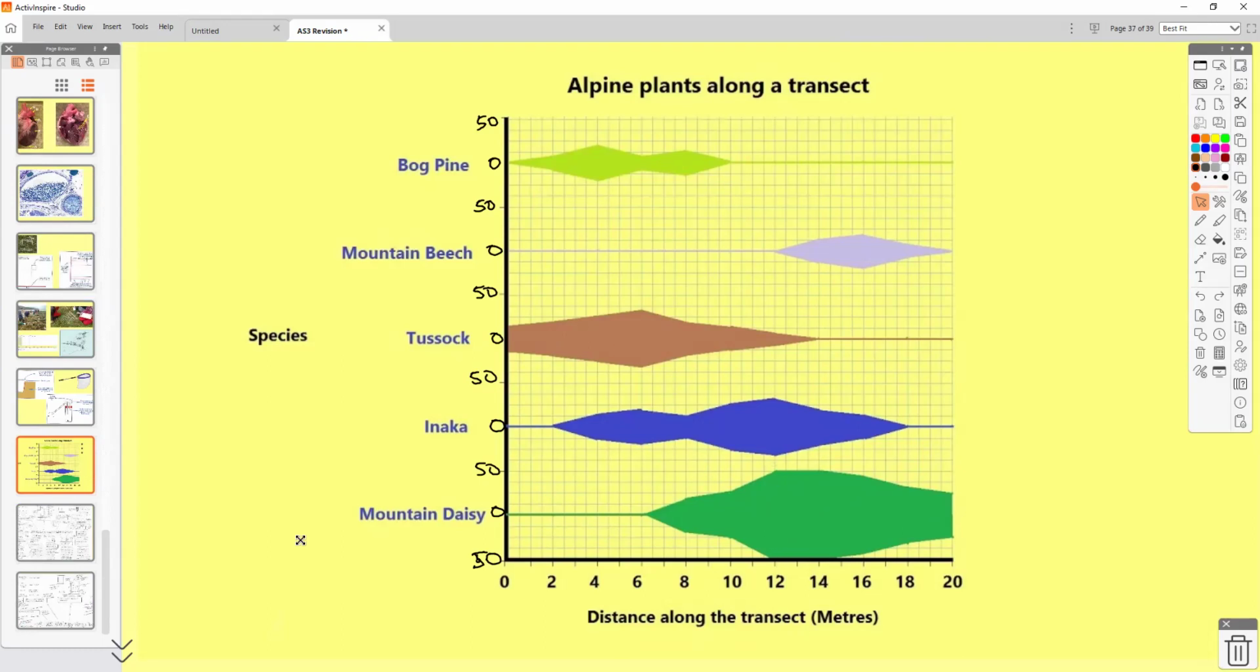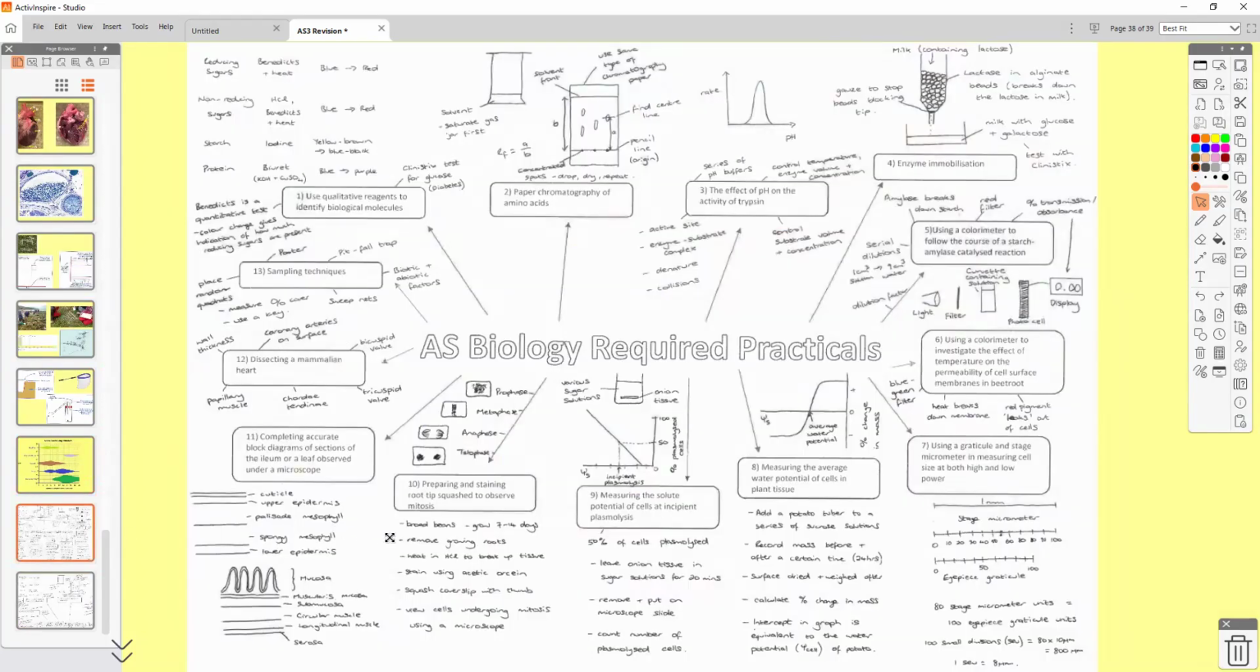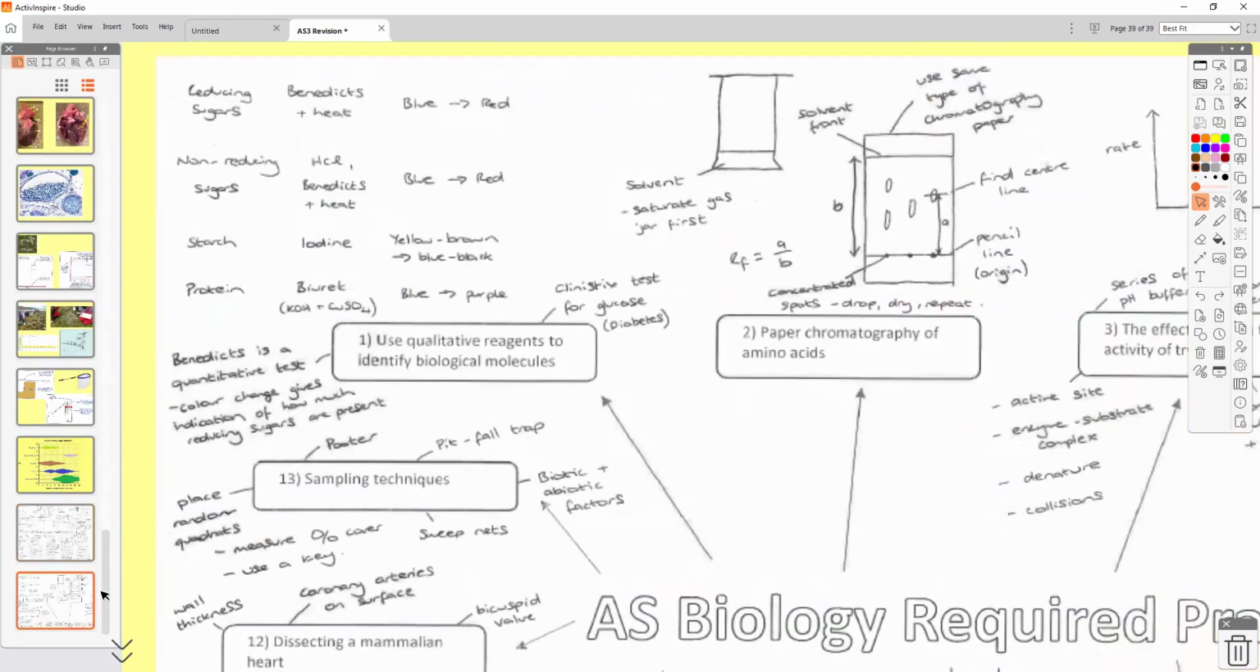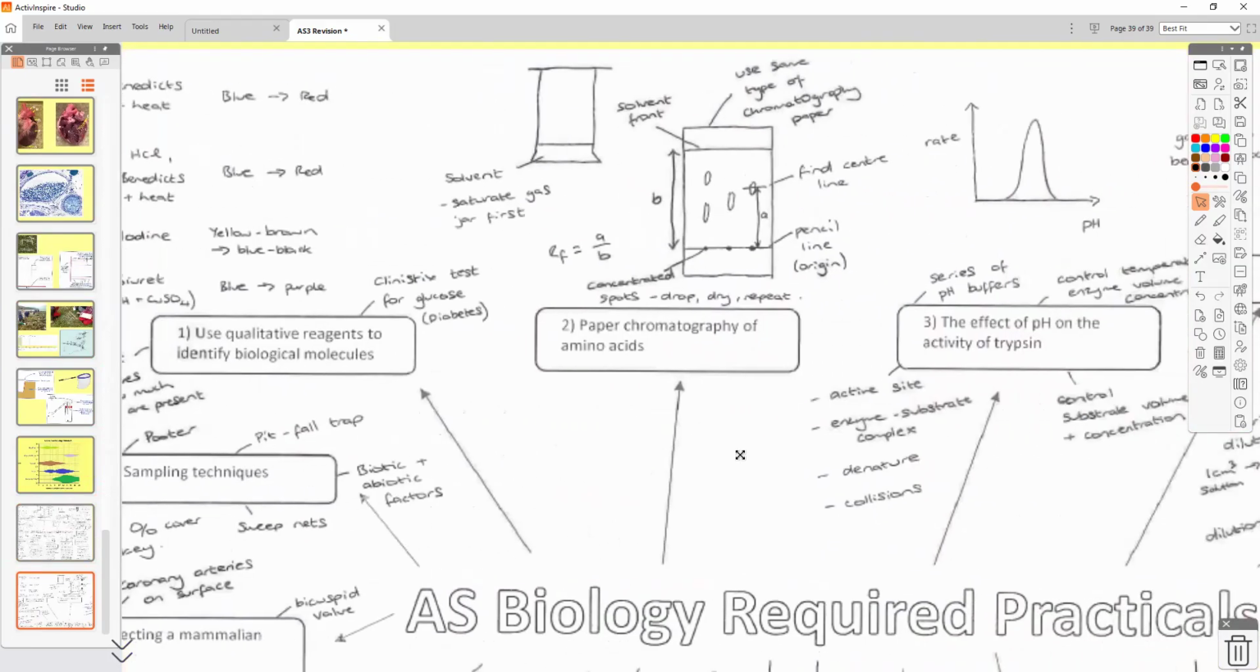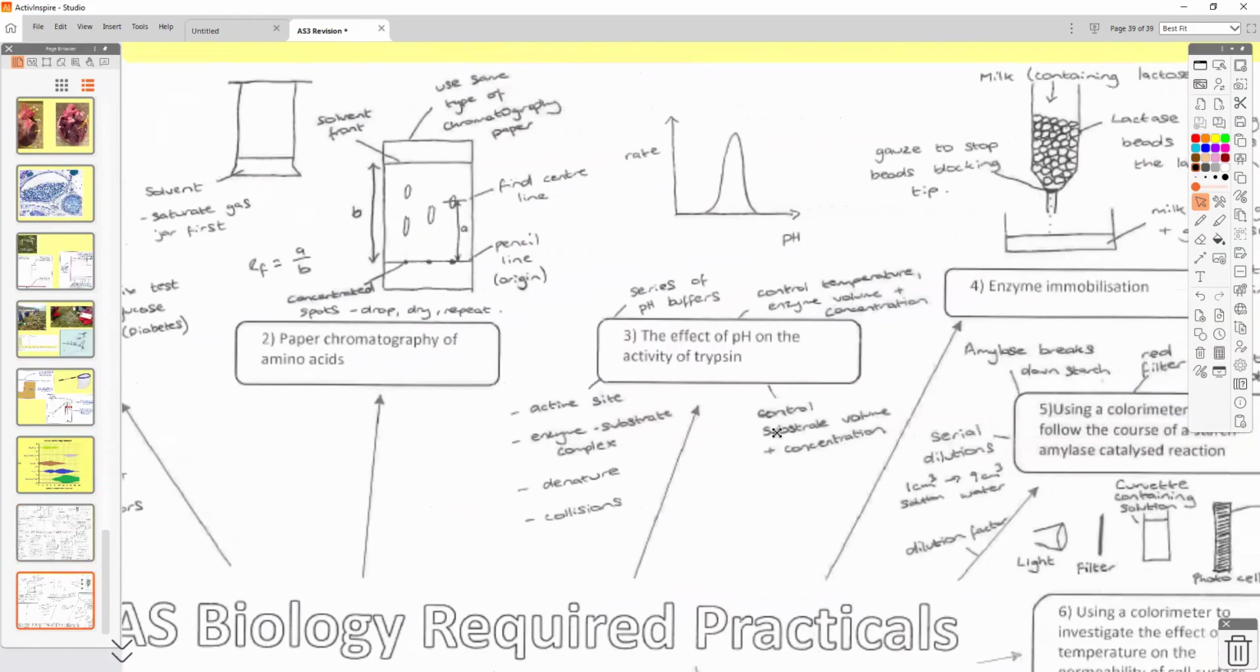They may get you to draw something like that or answer questions based on, let's say, a graph that they provide. Also in your booklets, you've got this sheet. I think it's an A3 in your booklet. So this goes through each of the methods of the required practicals. Again, your food tests we've been through, the chromatography we've been through, pH graph, you're looking for that type of thing.